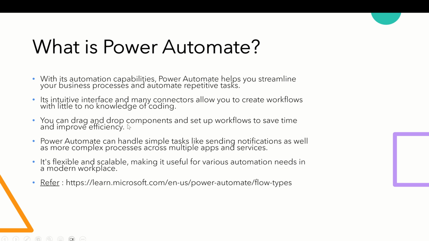Also, you can drag and drop different components and set up your workflow. Just like any RPA tool, you can drag and drop different activities and do your task. Power Automate can handle a simple task like sending a notification, as well as more complex processes across multiple applications and services. Its flexibility and scalability make it useful for various automation needs like a modern workplace. So it has the capability to automate everything.